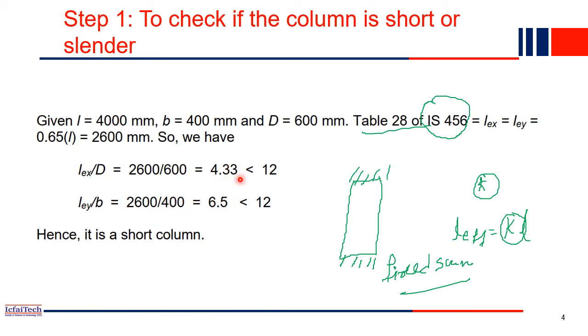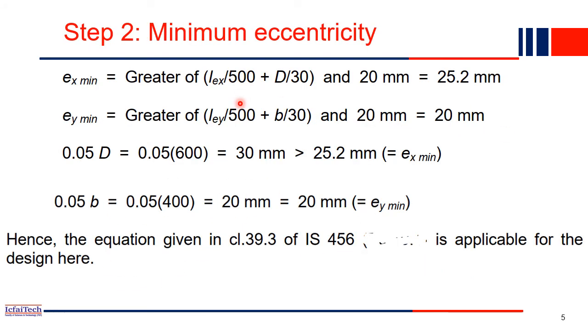So both the values are less than 12, right? So if the slenderness ratio is less than 12, it is a short column. So it is proved now that it is a short column, because the slenderness ratio is less than 12. Now you understood, in step one, we are checking whether the column is a short column or a long column. So step one is completed. Now step two is minimum eccentricity.